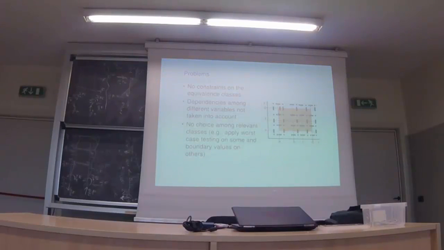We still have some problems because we do not have constraints on equivalence classes. Who defines the equivalence classes? If they are not defined by requirements, we do not know. We also have to consider that we have dependencies among different variables that we didn't take into account in this case. And we are applying worst case testing on some boundary values that probably don't need it. We just have true and false. We do not need to have more than true or less than false in our study.